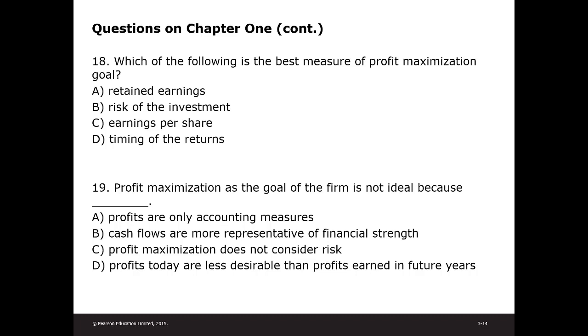Okay. Next question. Profit maximization as the goal of the firm is not ideal, because profits are only accounting measures. That's not true. Cash flows are more representative of financial strength? No, they are not. Profit maximization does not consider risk. Maybe that's true. Profits today are less desirable than profits earned in the future years. No, of course, this is not true either. So the answer here will be C.